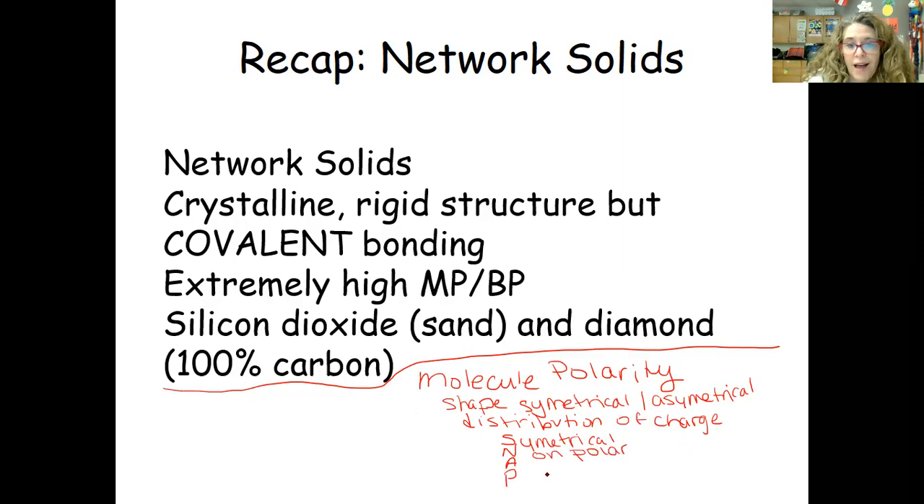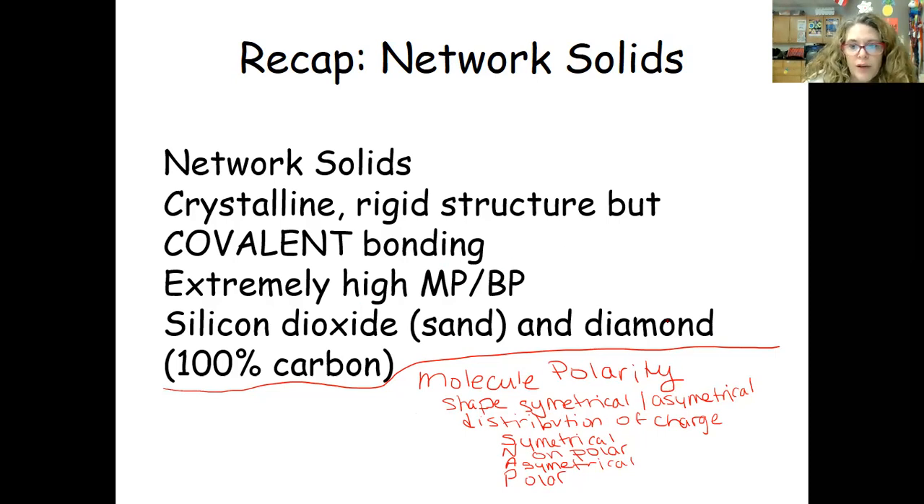Polar means different, nonpolar means not different. So the symmetry of the molecule is not different, so it's going to be symmetrical. And if I have asymmetrical, it's going to be polar, right? Because asymmetrical means different. If you draw some lines of symmetry, there's something different on either side of your line of symmetry that makes the molecule polar.